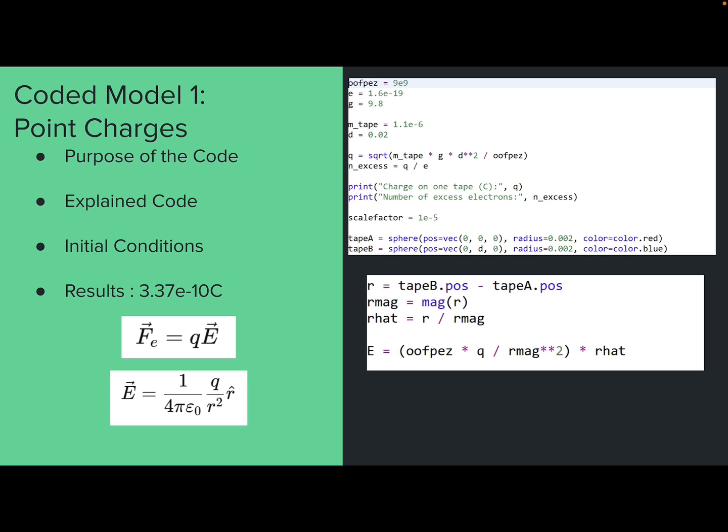Here's our first coded model. We first initialize the initial conditions of each constant. We have the mass of the tape and then the distance of the tapes. And then we solve for Q the same way, replacing the electrical force with the gravitational force. Below we have the R vector, the magnitude, and then the R hat, and then we solve for the electric field. As you can see, the formulas are in the left-hand corner, and we solved it the same way we did before.